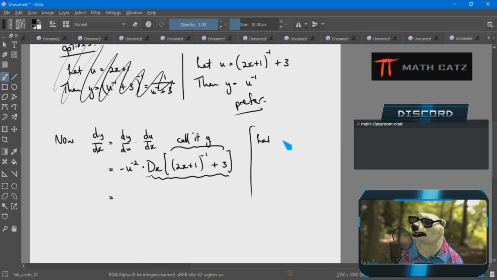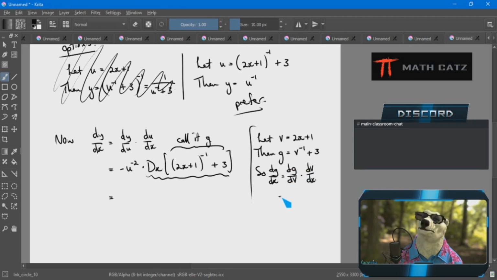and say that inside function, let's call it V because we've used a U. Whoa, that was ugly. Let's use a V and call it 2x plus 1. Then this little function, not my original, is V to the negative 1 plus 3. That's simple enough. So the derivative of this G function, which is what I still have to do, set up the chain rule, see it, check the fractions, make sure it's right.